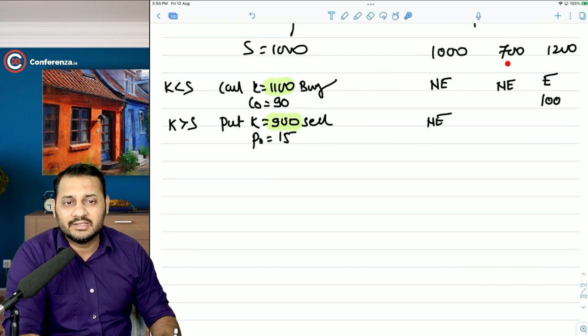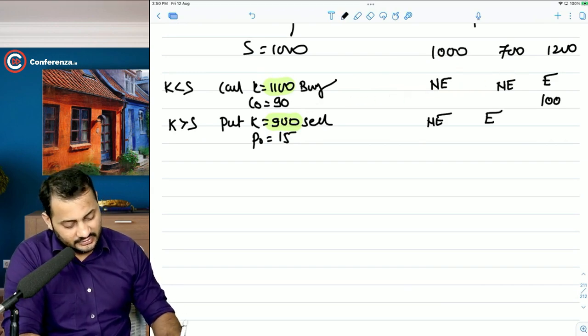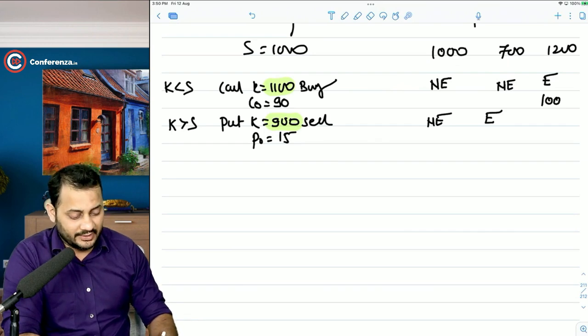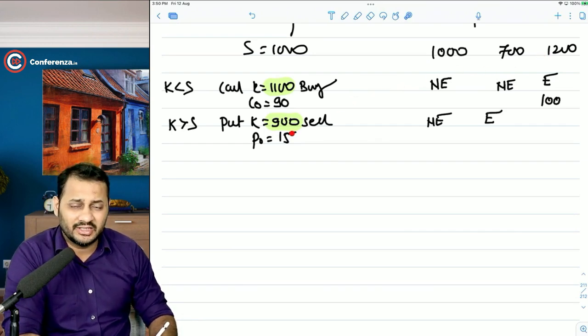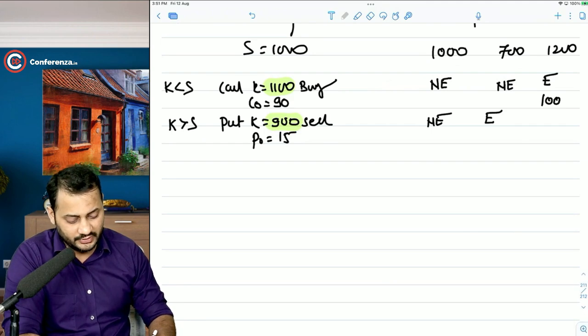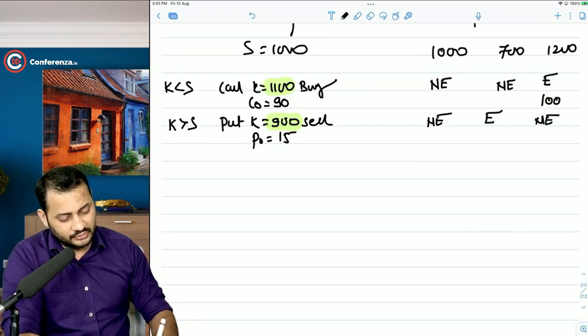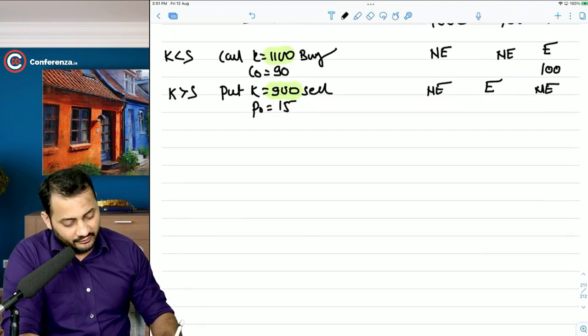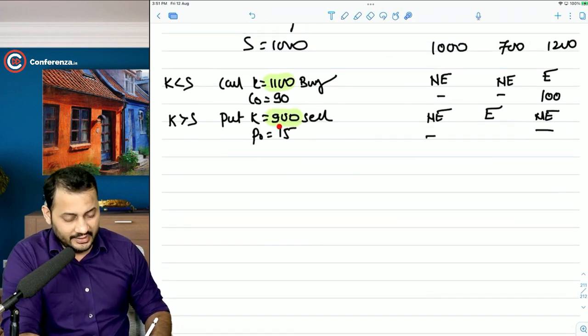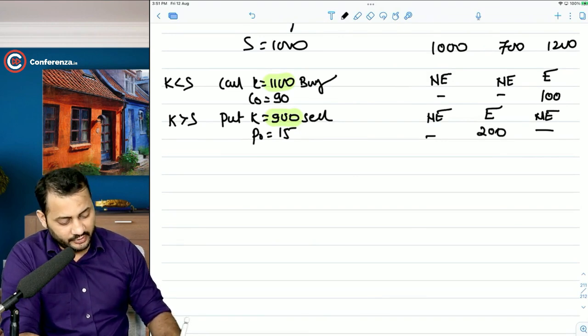If the market price is 700, isn't it good to sell it at 900? Yes, sir. So we will exercise the option. When the market price is 1200, is it good to sell the stock at 900? No, sir. We will not sell, so we do not exercise the option. Only when it is exercised can you see the payoff. So the payoff will be 900 minus 700, the difference between the strike and the spot.